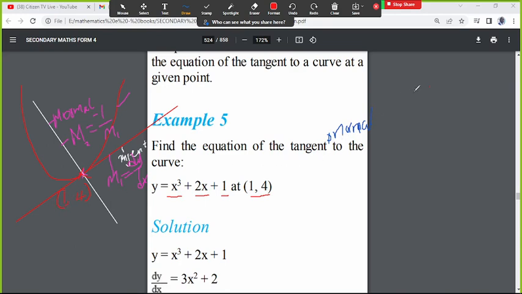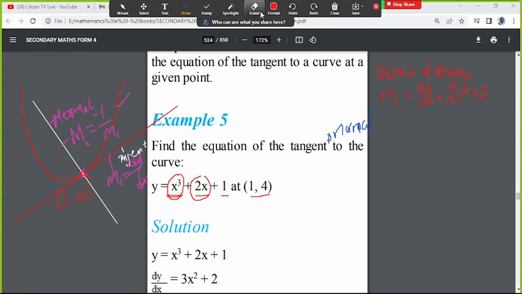So the first step is to get the derivative, get the gradient. So we start by getting the gradient of the tangent. The gradient of the tangent, we have said, will be our M1. And our M1 will be dy dx. So what is dy dx of the curve? dy dx of the curve will be 3x squared plus 2. Derivative of the first and the second plus 2.